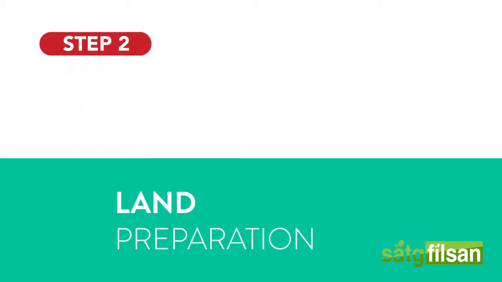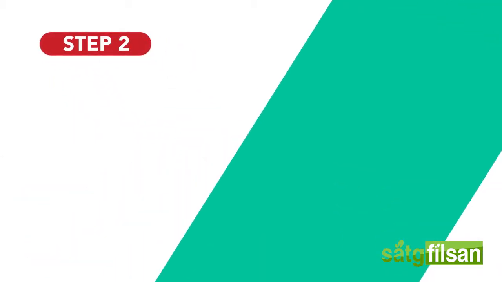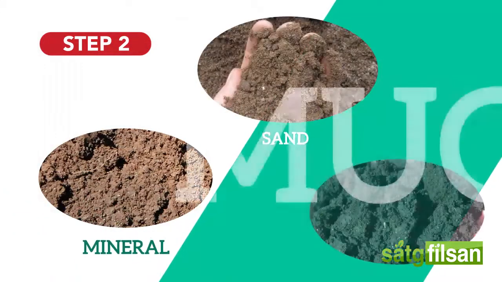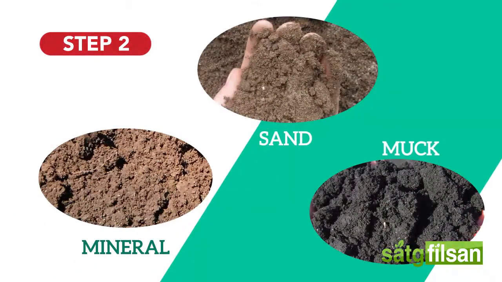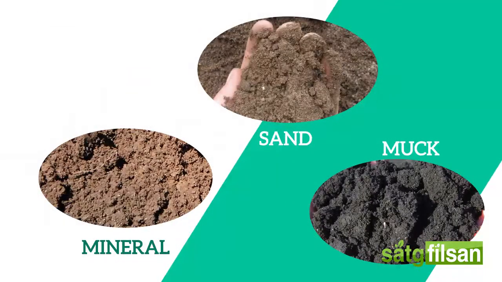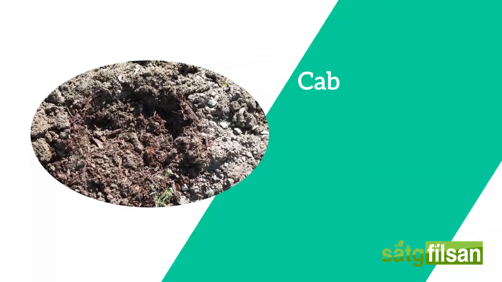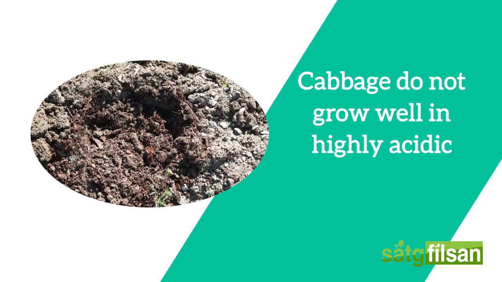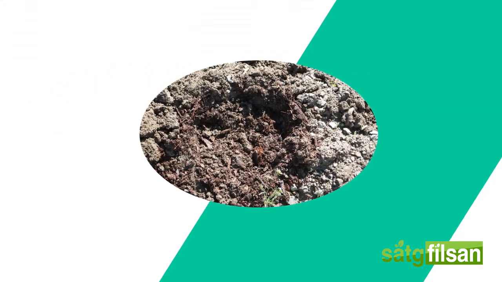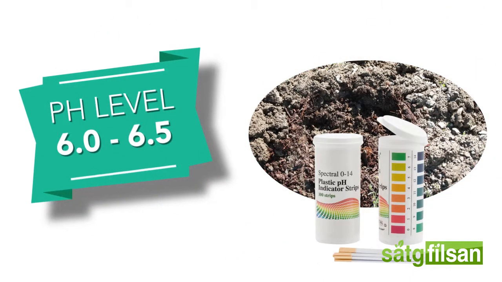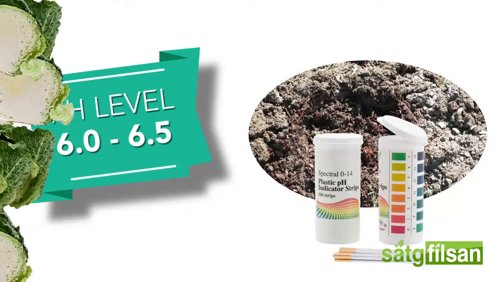Land preparation. Cabbages can grow in a wide range of soils, such as mineral, sand, and muck soils. It is a heavy user of nitrogen and potassium, especially early in its growth. But keep in mind, cabbages do not grow well in highly acidic soils. The crop is sensitive to soil acidity, so a soil pH of 6.0 to 6.5 is optimal.